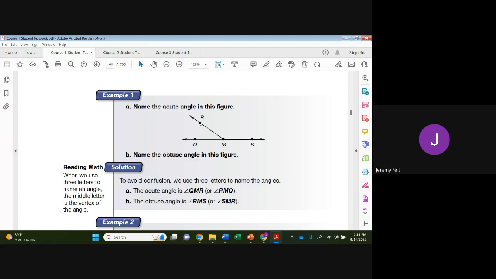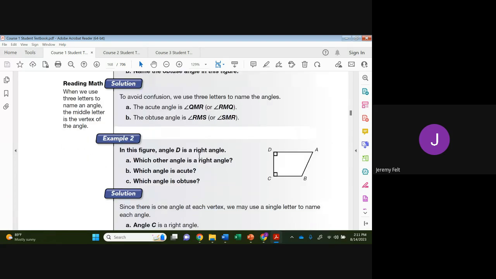And then the obtuse angle, and we can't just say angle M because we don't know if that's this small angle, this obtuse angle, or this entire angle, which is 180 degrees, could be referring to 3 different angles. So we have to be more specific. The obtuse angle would be RMS or SMR.